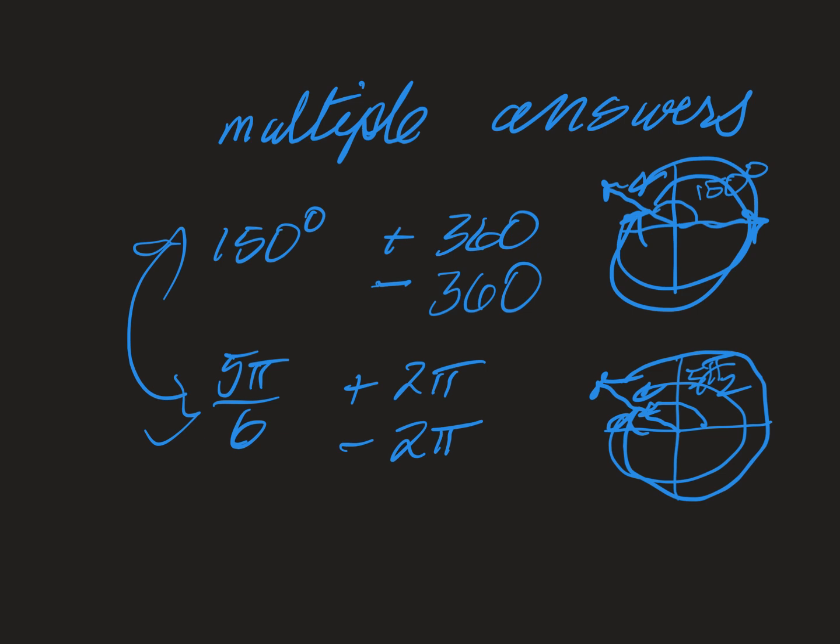And then remember, if you're going to go 2 extra rotations, then it's not 360 anymore. It's 360 times 2, or 2 pi times 2, depending if you're doing degrees or radians.